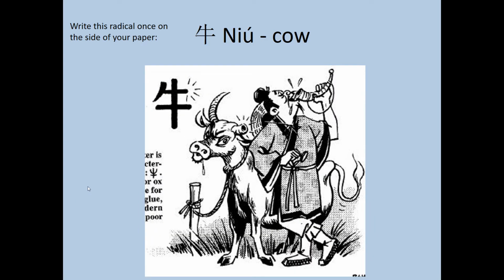The next radical you should write is cow, niu. Cow originally looks like this shape here, which featured the animal's horns, and for some reason now it's missing one of the horns. And so the illustrator showed one of the horns broken off and the cow looks irritated. And that's the character for niu.